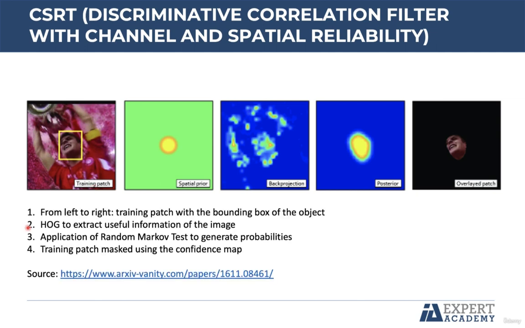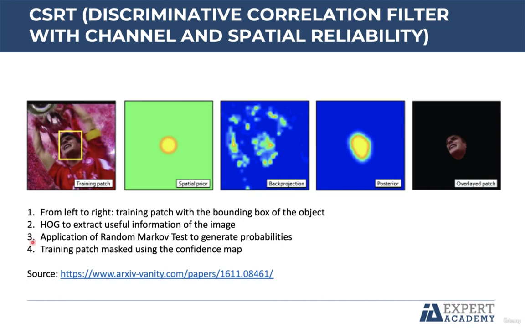Then, in step number 2, a discriminative filter is created and the HOG, histogram of oriented gradients technique will be used, and it will extract the most important information from the image and discards everything else. HOG will also identify the edges and corners of the image to discover the shape. For example, the head is shaped like a circle.